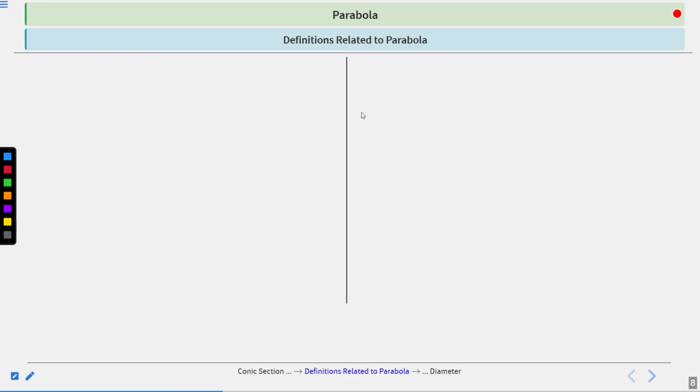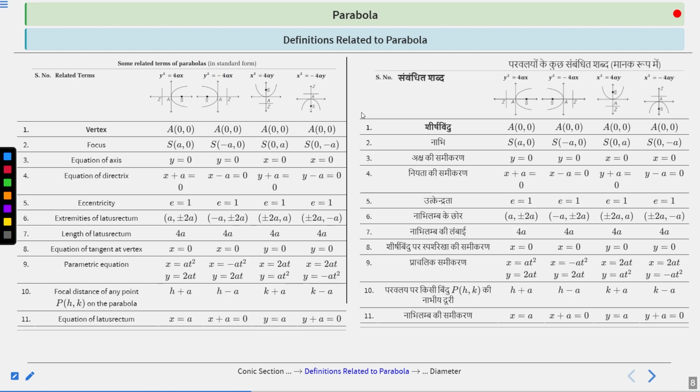Next, definitions related to parabola. We have different standard parabolas. Let us see their different related terms. First standard parabola: y square is equal to 4ax. You can see the shape of the parabola. Its vertex will be A, which is (0, 0). Focus will be S, which is (a, 0). Equation of axis will be y equal to 0. Equation of directrix is x plus a equal to 0. Eccentricity e is equal to 1.